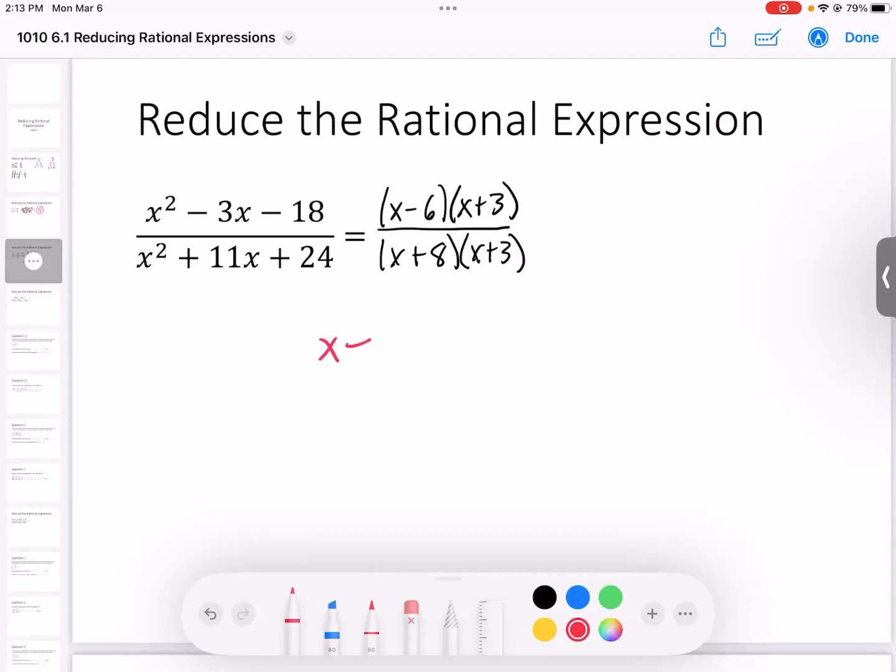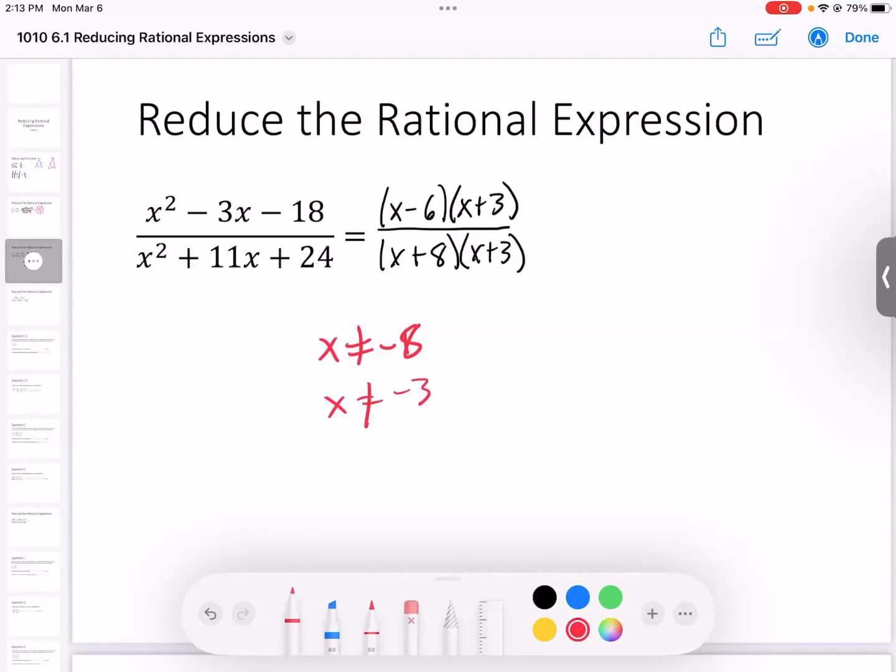Yep, so x cannot equal -8, because if x did equal -8, we would get 0 times -5, which would have division by 0. What's the other thing that x cannot equal? Yep, -3. So these are the two numbers that x cannot be. It can be any other number though.